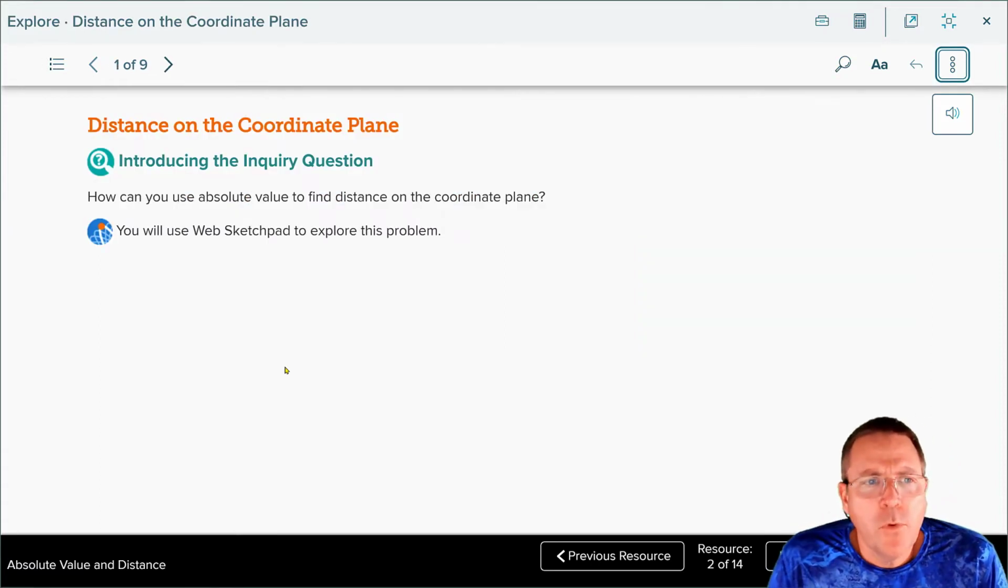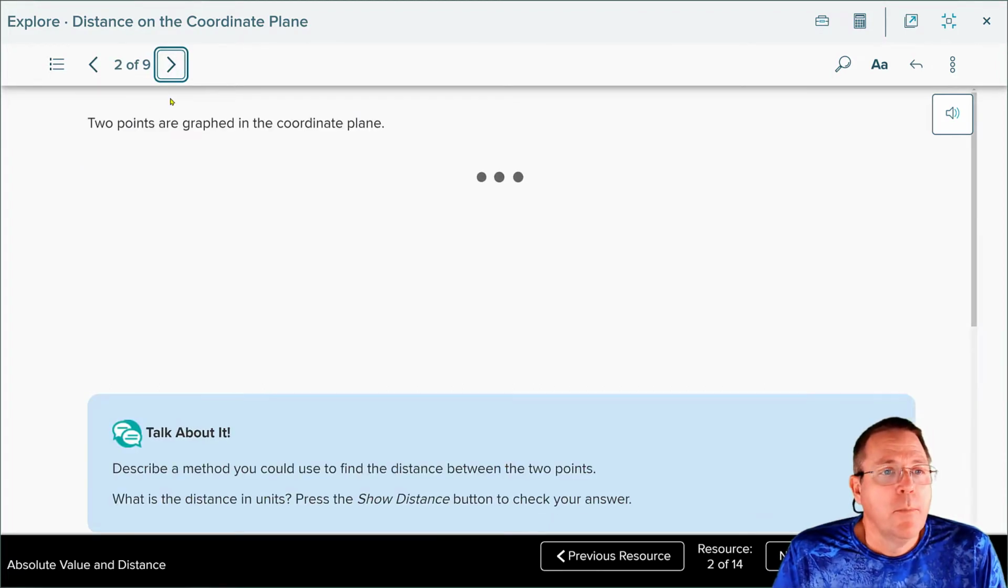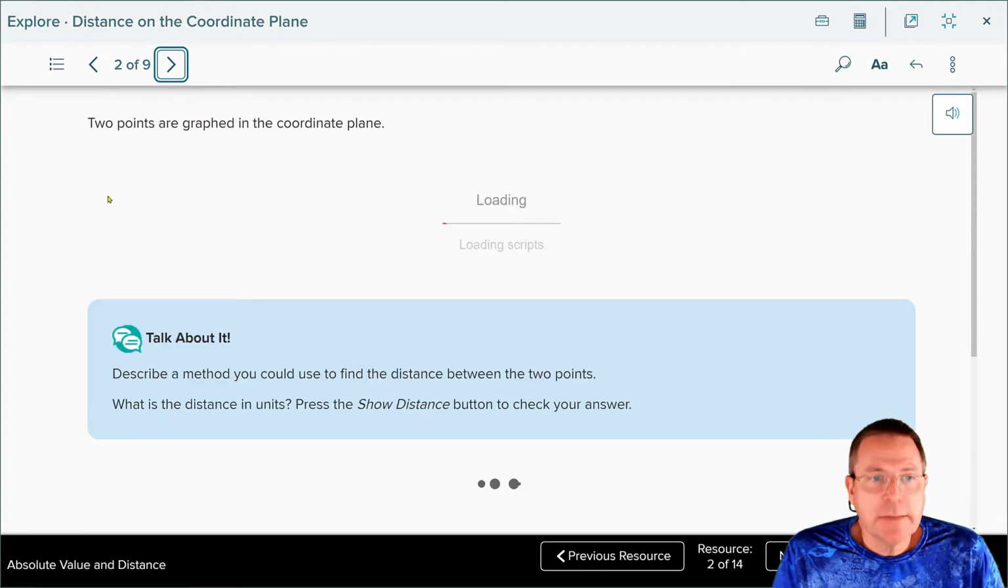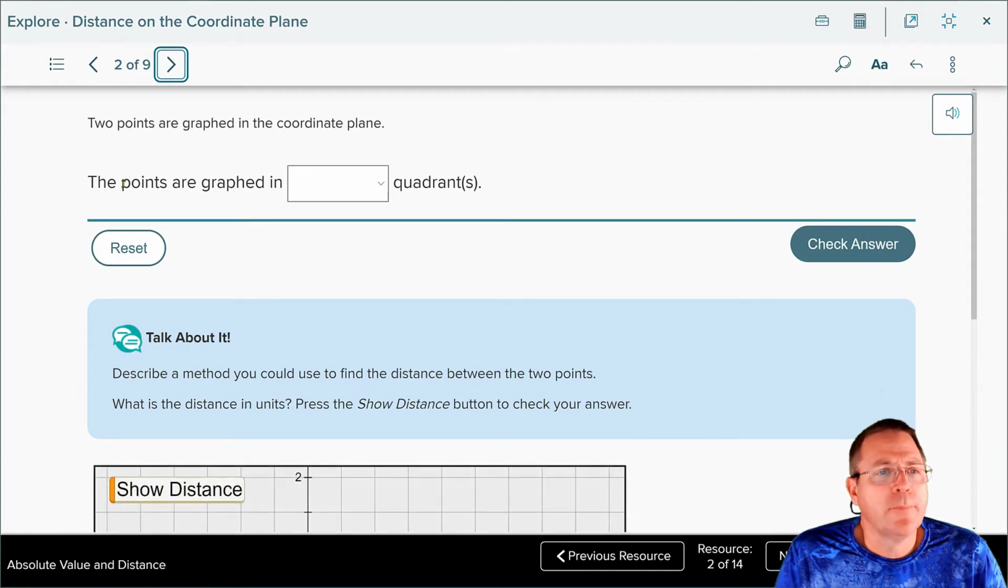Our inquiry question asks, how can you use absolute value to find the distance on a coordinate plane? Moving through the slides, and there's 9 slides in this set, so I think we're getting some pretty good details on how to do that.